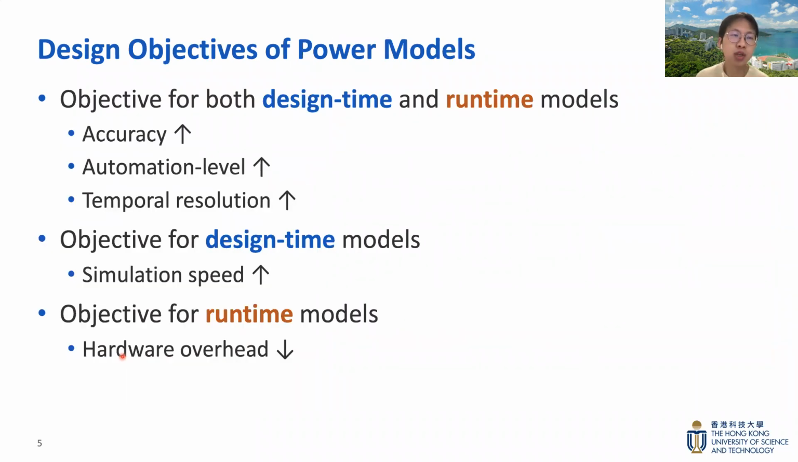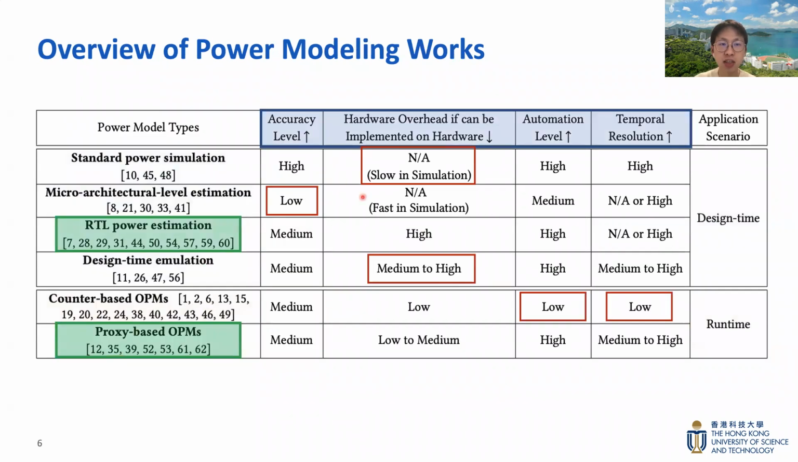And there are different design objectives for power models. For both design time and runtime power models, we require good accuracy, automatic development, and good temporal resolution. For the design time models, usually we prefer a high simulation speed. And for the runtime models, we hope to minimize the hardware overhead. And here, as we have analyzed, this red box emphasizes the major limitation of the different types of works.